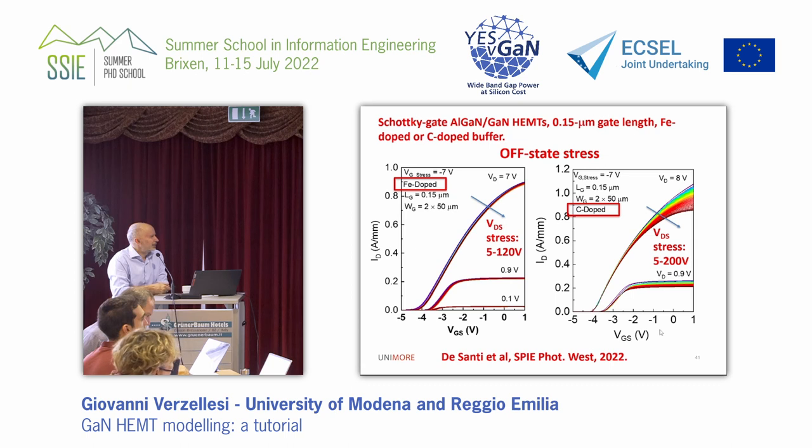Off-state stress results, okay, these are step stress experiments. Off-state stress, evolution of the transfer IV curves during stress, at different VDS stress voltages in a step stress experiment, for iron doped and carbon doped devices. All the other geometrical details of the devices are the same, same processing, different epitaxy. And very little degradation for the iron doped devices. Strong degradation at IVGS, so drop in the GM for the carbon doped devices.